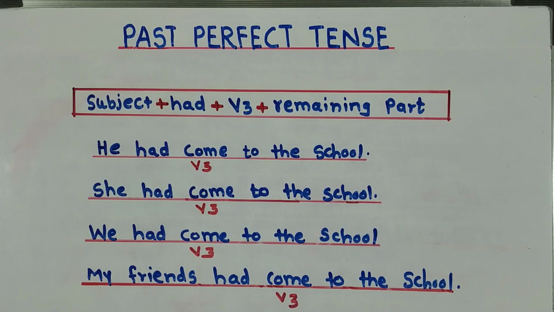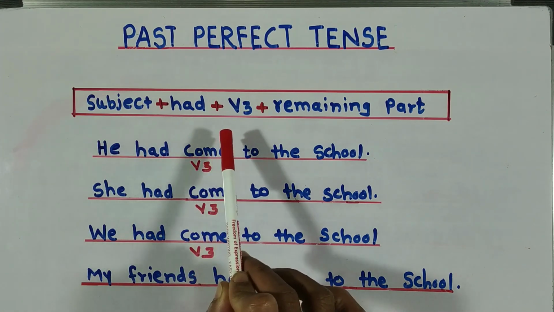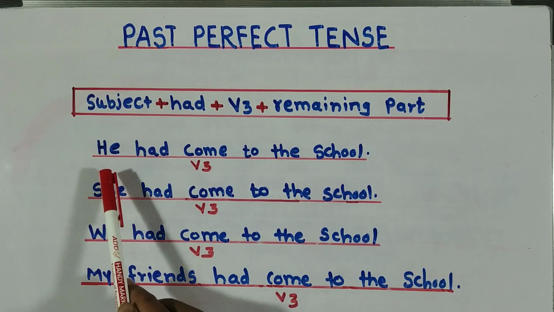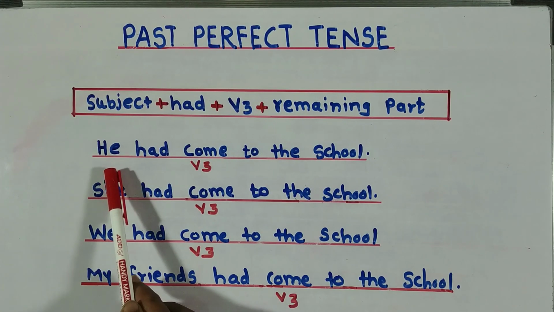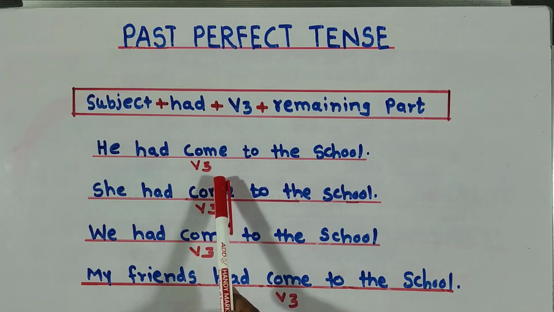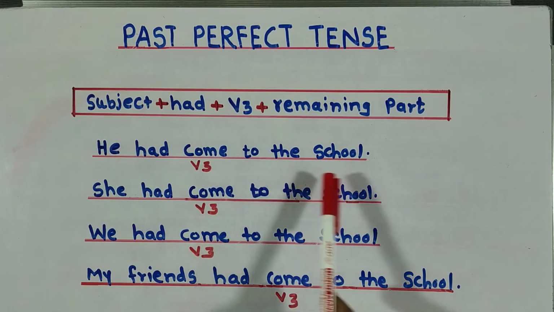Okay friends, now let's study the structure of sentences in past perfect tense. The structure is written on the board. Subject plus had plus V3 plus remaining part of the sentence. Here I have taken 4 examples, and in these 4 examples you can notice the use of the structure. Let's understand this structure with the help of the examples that I have taken. He had come to the school. In this example, we have made use of subject in the beginning of the sentence. Word he is the subject in the sentence. Then we have put had. Then we have put V3. Word come is the V3 in the sentence. And then remaining part of the sentence is put, that is to the school.